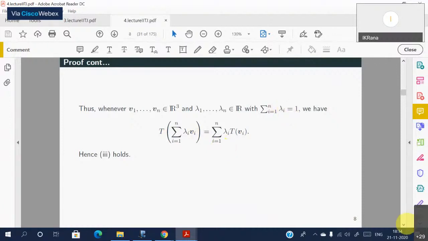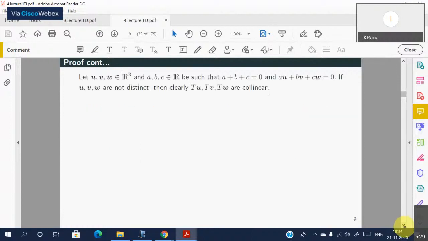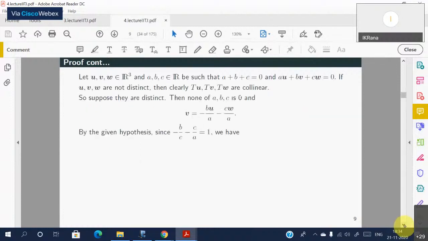So basically, you should try to work it out yourself, because in a short span I can just go on sliding, showing you the steps. That won't register in your mind. So try to prove this theorem, that if T preserves collinearity and division ratios, then it must look like this.